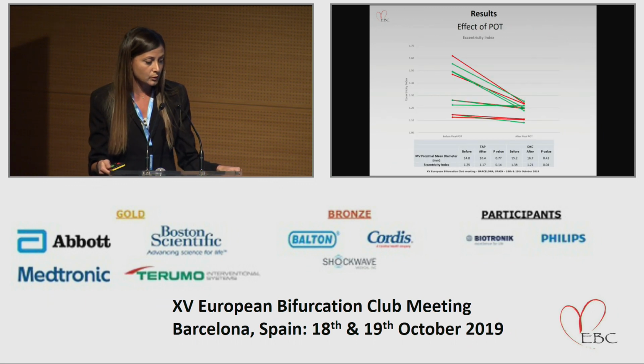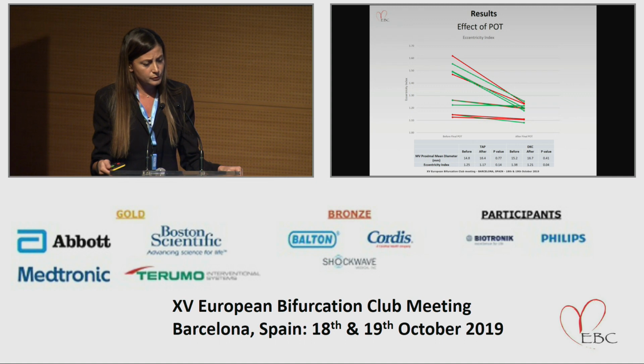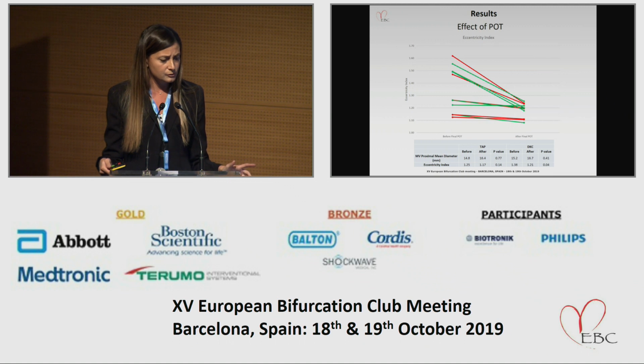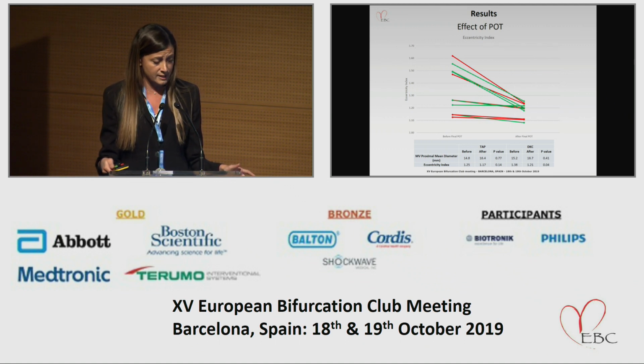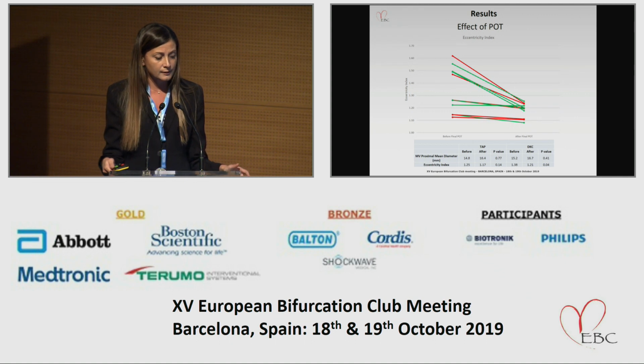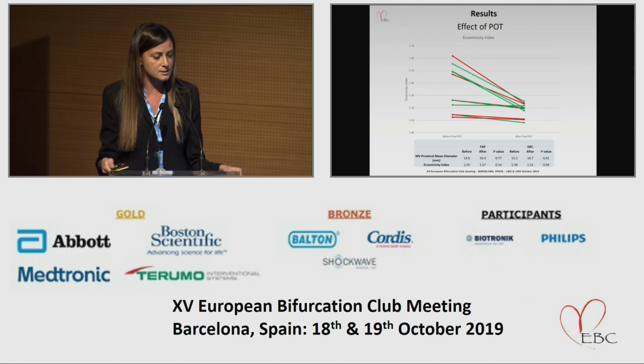And finally, we wanted to demonstrate that there's a benefit of the POT in both the techniques. So we wanted to prove that the potential detrimental effect of the double kissing did not really impact the final result of eccentricity index if the POT was systematically performed.